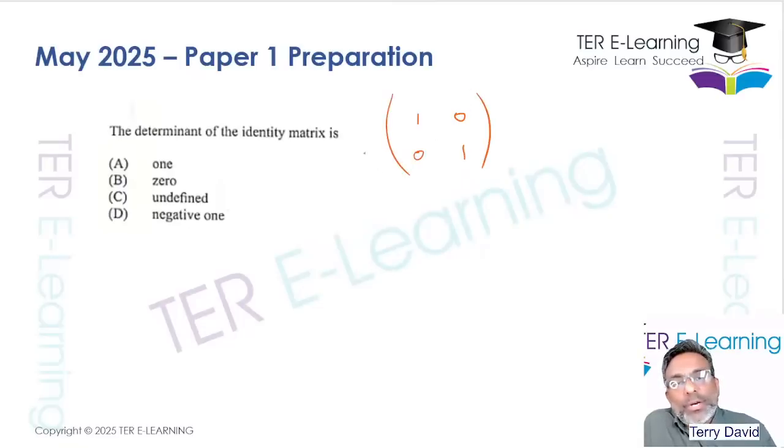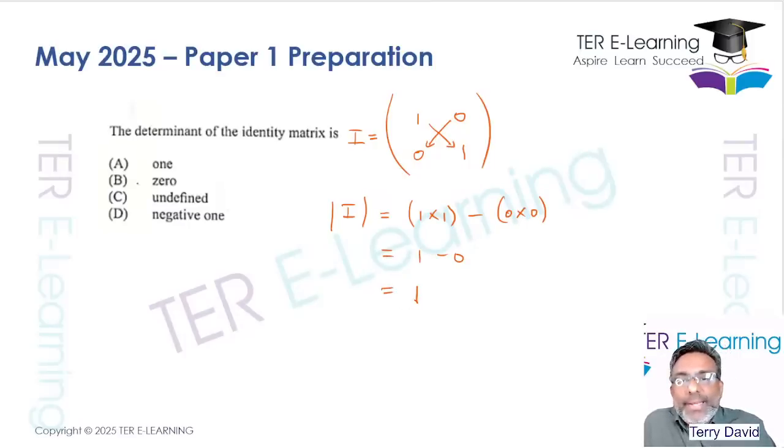So this is I, and if you want to work out the determinant of the identity matrix, all you're going to do is say this by this. So that's 1 by 1 minus 0 by 0. So in this case here, that's going to be 1 minus 0, and that's going to give us 1. So the answer is A, like you all are saying. That's true.